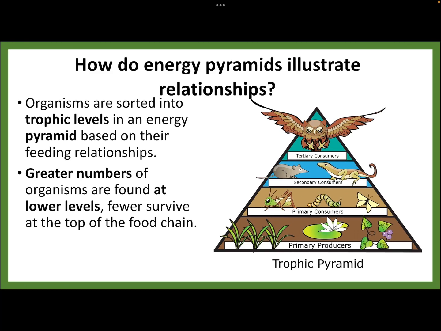There are different types of biological pyramids. There are ones for biomass, energy, and numbers, but they all share things in common. There's always greater at the bottom, less at the top. There's always more energy available at the bottom and less at the top.